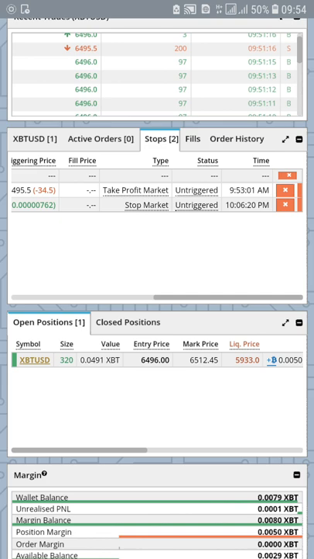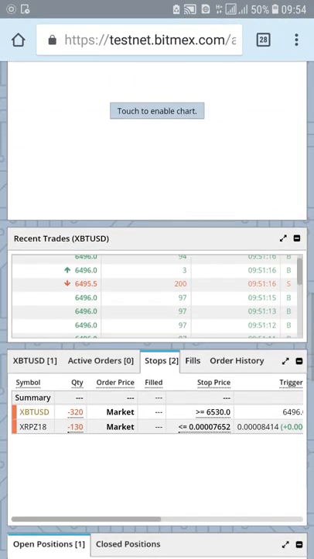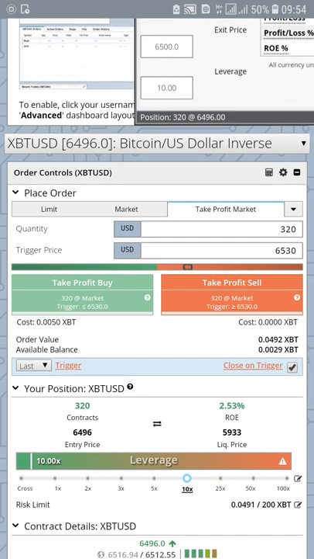The type of order I set is take profit market, and the status right now is untriggered. The time I set it is 9:53 a.m. So that's what that means. I'm going to go back now and set my stop loss.